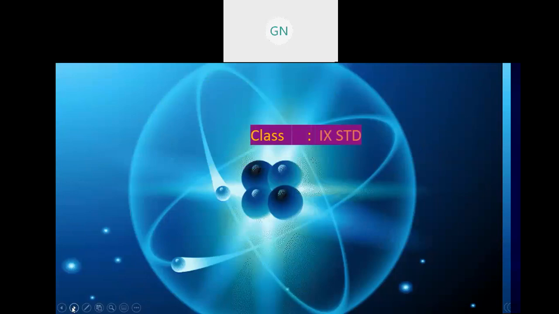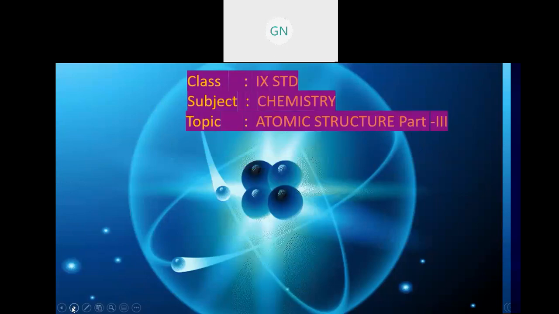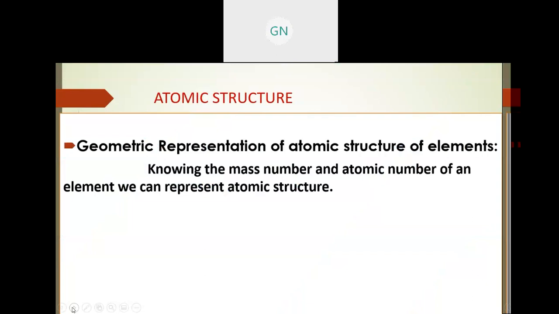Class 9, Subject Science, Atomic Structure, Part 3 we are going to discuss. Geometric representation of atomic structure of an element. So last class we discussed mass number and atomic number. Now we are going to write the geometric representation of the atoms.